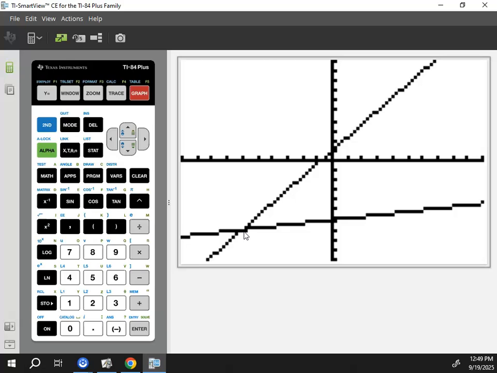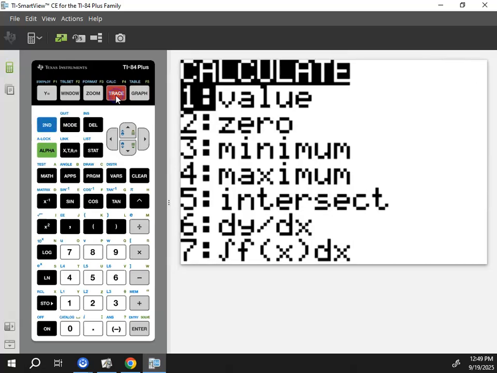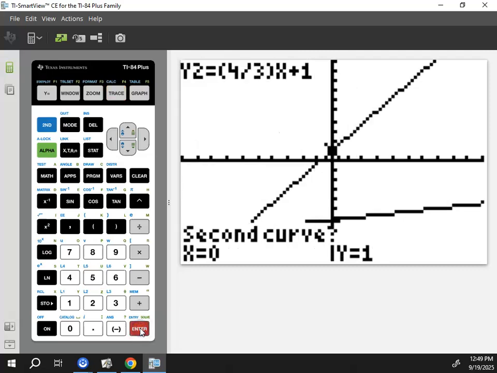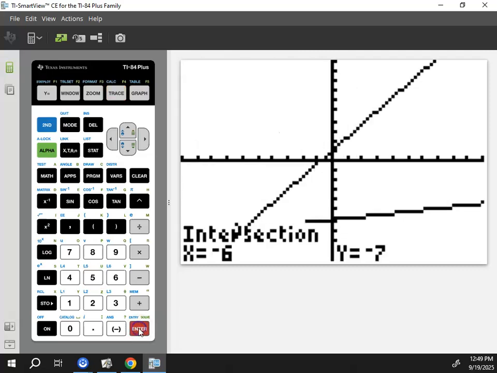All right. So we're here now. We do second trace, right? What do we want? We want the intersection. 5, and then we just hit enter. Just hit enter until it gives you your answer. And it says intersection.